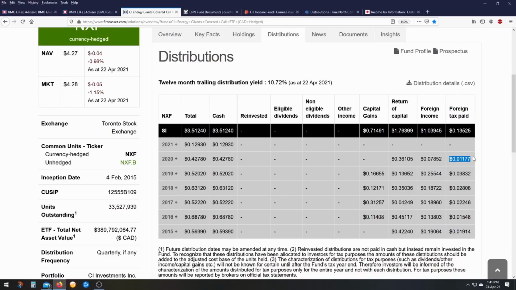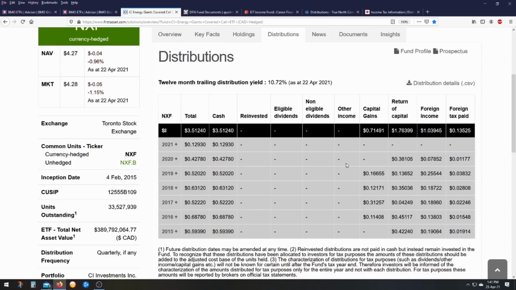And as you could see here, this one also has foreign tax paid. They take care of paying the 15% withholding tax on the non-Canadian stock. So you don't have to worry about that if it's Canadian listed, if the ETF is on the Canadian stock market. So here's the combination for NXF, and you can actually see the different combinations as you go back in time throughout the years, right?